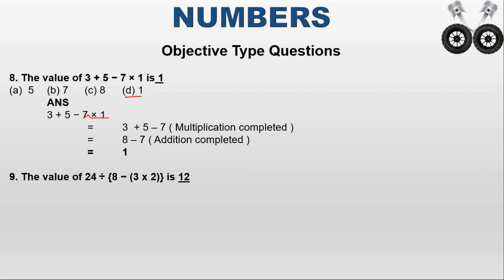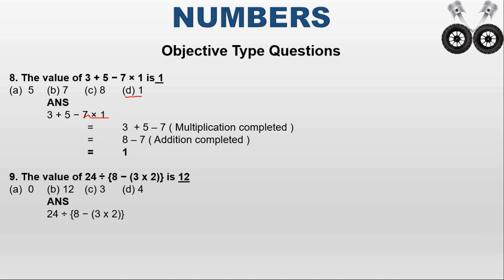Okay. So next one is the value of 24 divided by curly bracket 8 minus bracket 3 into 2, bracket closed, curly bracket closed, is 12. The options are: option A 0, option B 12, option C 3 and option D 4. So we have to choose which one is correct.